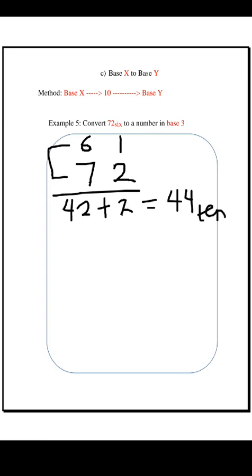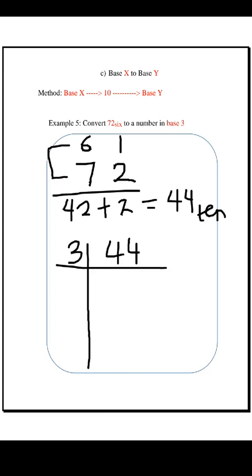So now I can convert from base 10 to base 3. So we now have 44 to base 3. How many 3s are we going to see in 4? We're going to find 1, with remainder 1. How many 3s are we going to see in 14? That's 4. 3 times 4 is 12, remainder 2.